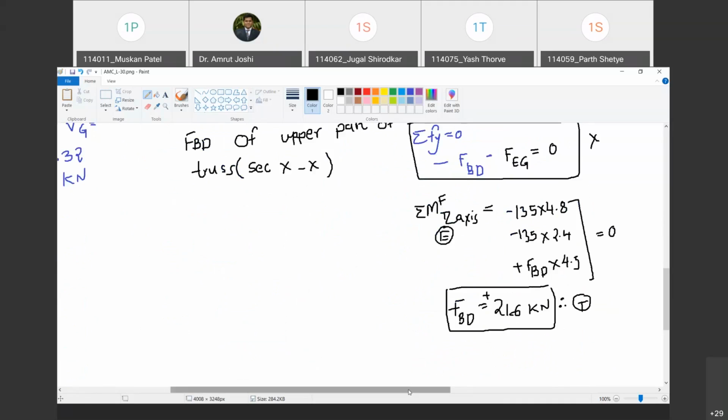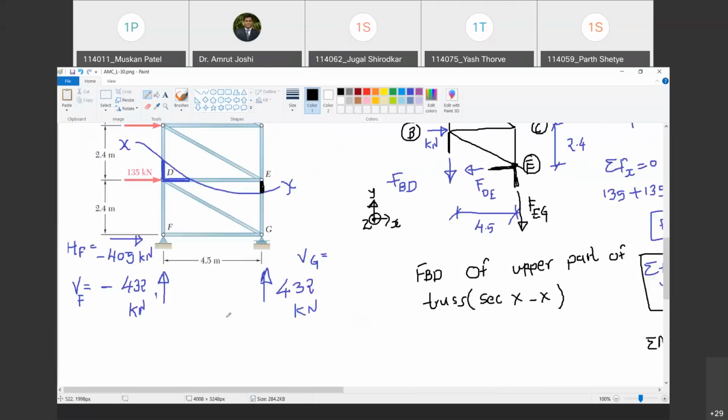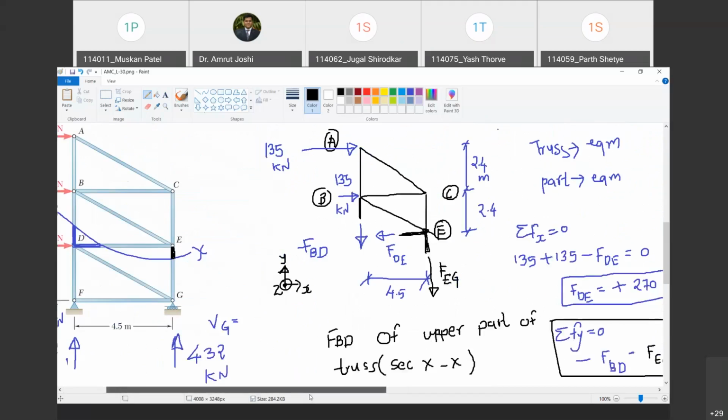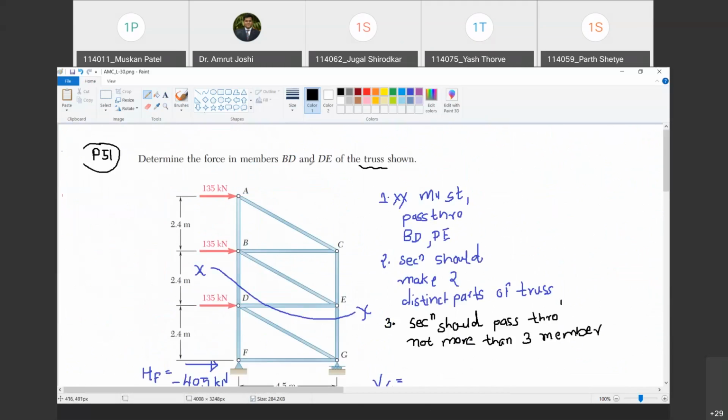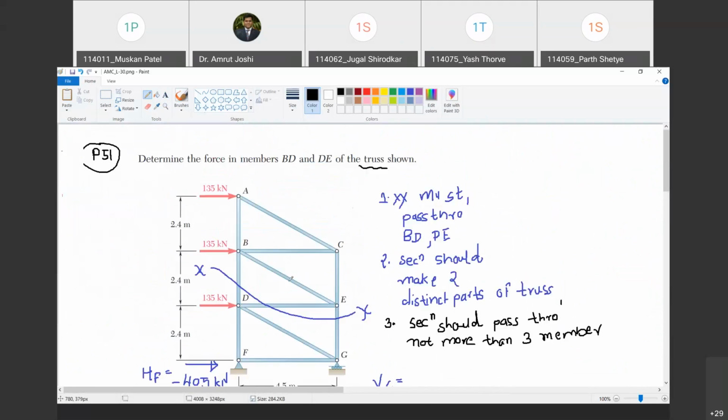Now, what is the first step that we have done? We have calculated the reactions. Do you agree with me? Yes, sir. Was it necessary to calculate these reactions or not? It was not required. Do you agree with me? Yes, sir. Because we have nowhere used those reactions to calculate the force in members BD and DE. Happy? Yes, sir. Now see why we could do this.